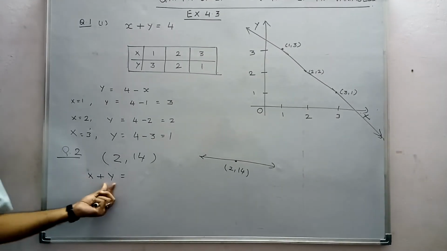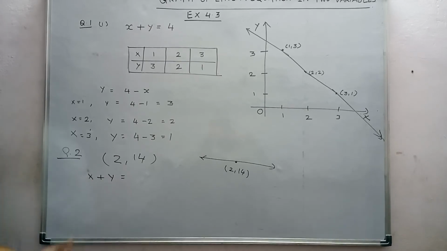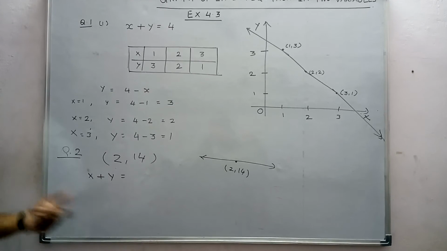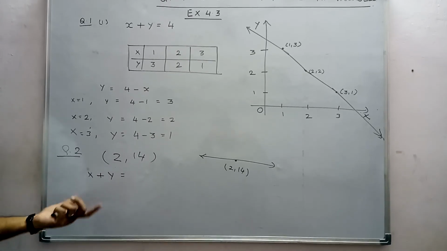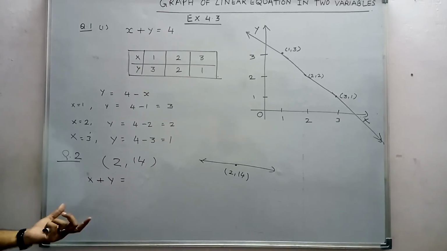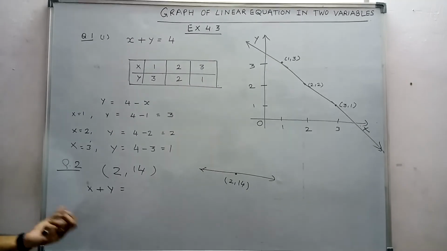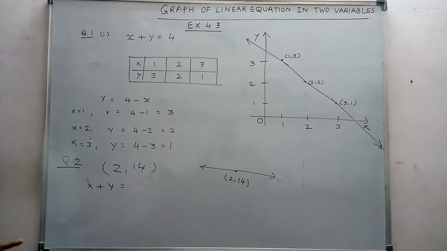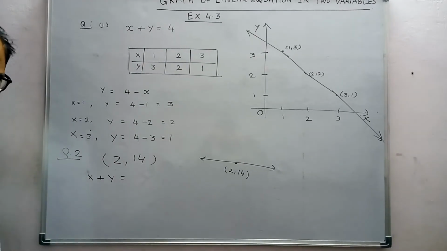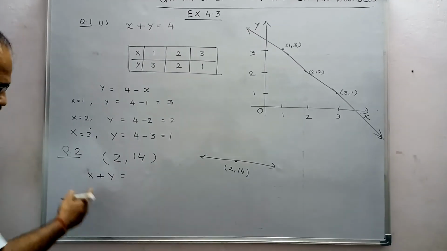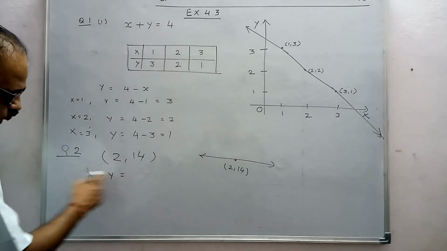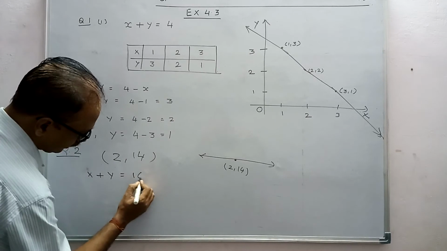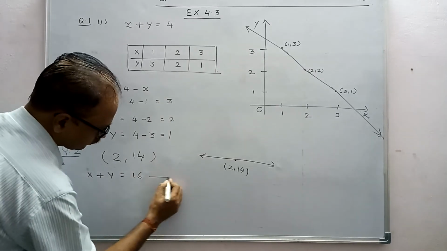You can take x plus y, you can take x minus y, you can take 2x plus y, you can take 5x plus y. Choice is yours. There should be some relation between x and y. I have written x plus y. Now substitute the value of x as 2 and y as 14. 2 plus 14 will be 16. So this is the first equation.